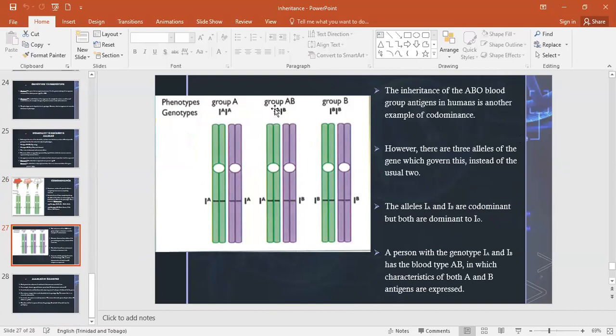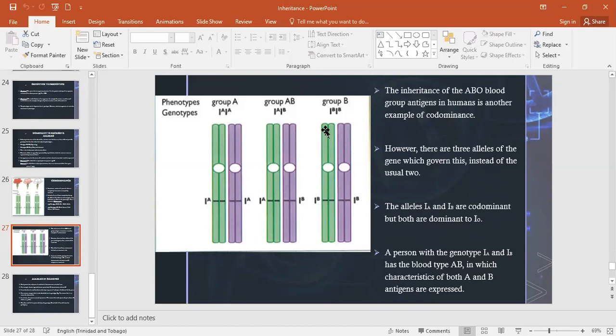So, which would be A, B, and you have B, all right? But what happens is that if a person with the genotype IA or IB were to merge and you end up getting an offspring, you could have AB blood group, all right? Characteristics of both A and B will be shown, all right? If a person has AB blood group, A and B will be predominantly exhibited, all right?